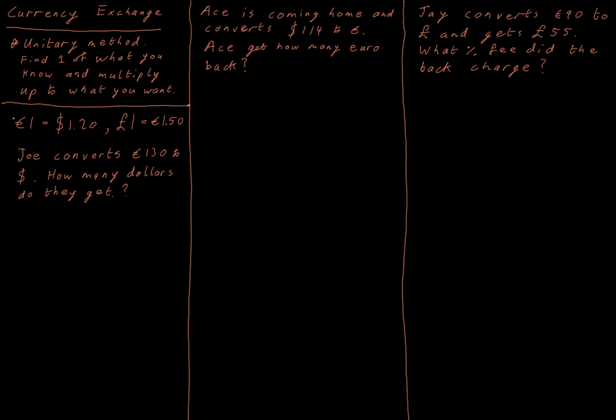Well, in this particular case, I already know that. I know that €1 gives me $1.20. So I already have my unitary method sorted. I know what €1 is equal to in dollars. So I don't, in this case, have to do any reorganizing. Now I'm going to go up to the number of euros I want. So that means I'm going to multiply by 130. And to keep my equality, to keep my ratio the same, I must multiply the other side by 130.